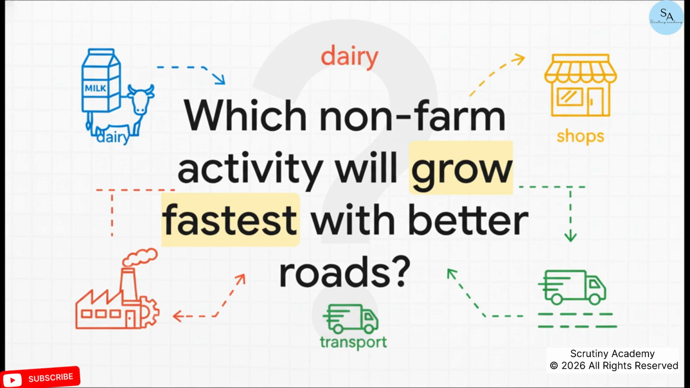This is the kind of thinking question they love to ask. As a village like Rampur gets better roads, better transport, more reliable electricity, which of those non-farm activities we talked about do you think is going to explode? Which one will grow the fastest? And why? Give that some thought.